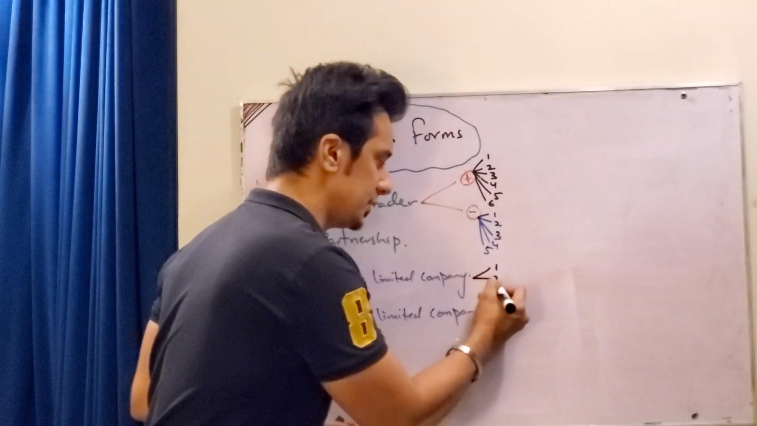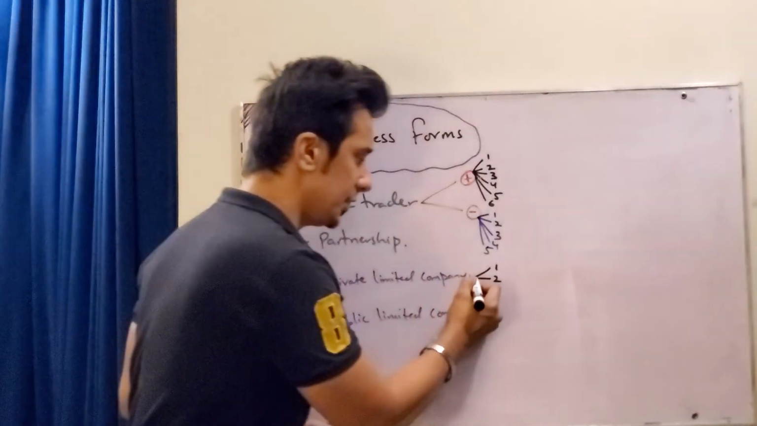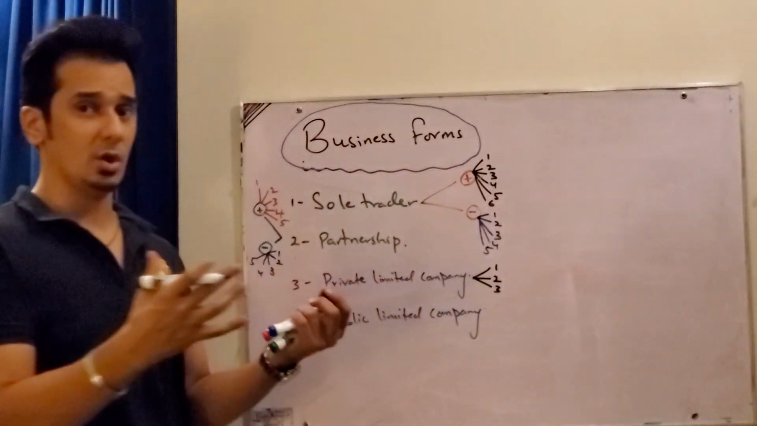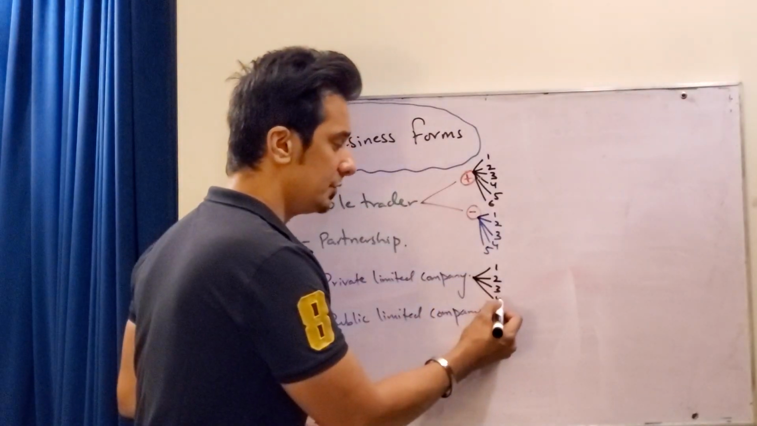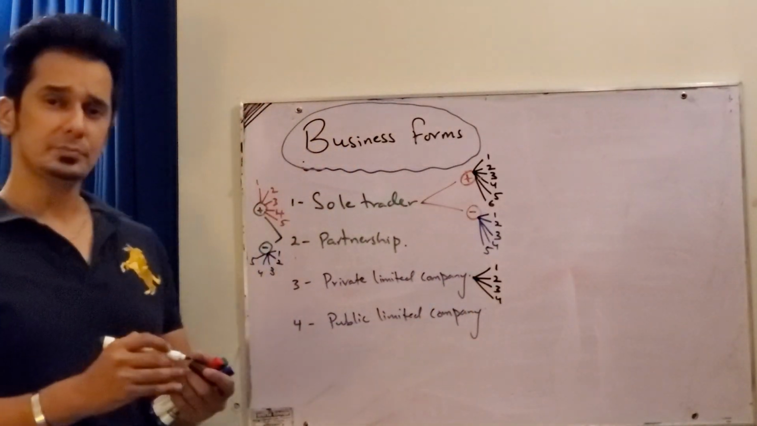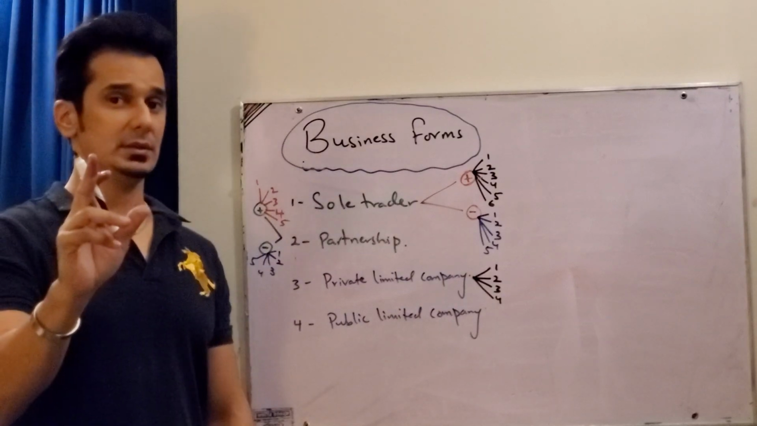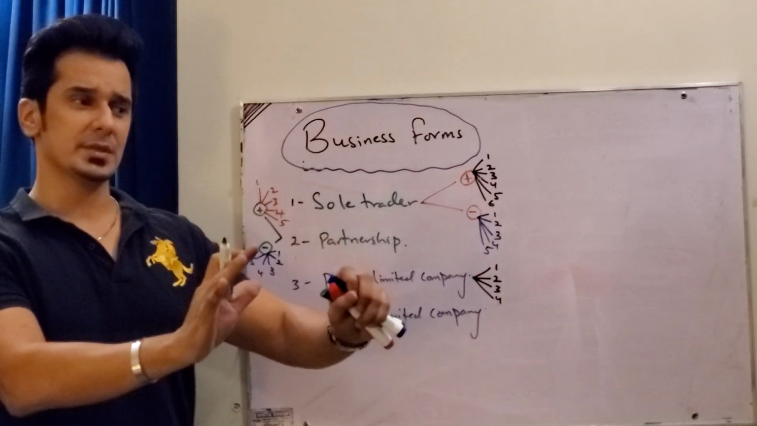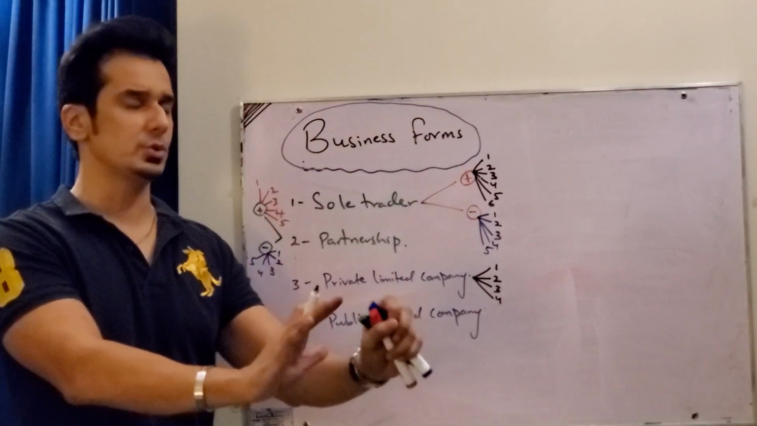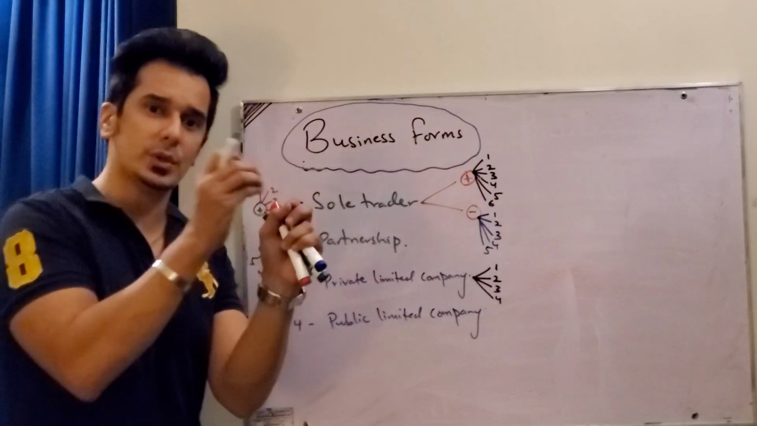The second advantage can be the business can operate on a larger scale. The third advantage can be the business can gain economies of scale when it operates on a larger scale. The fourth advantage would be limited liability, because whatever amount you're investing in the business, that's the maximum you can lose. You cannot lose anything beyond that. So the liability you have is limited to the amount you're investing.